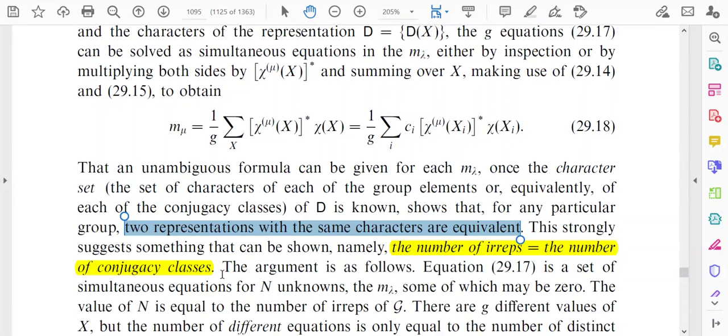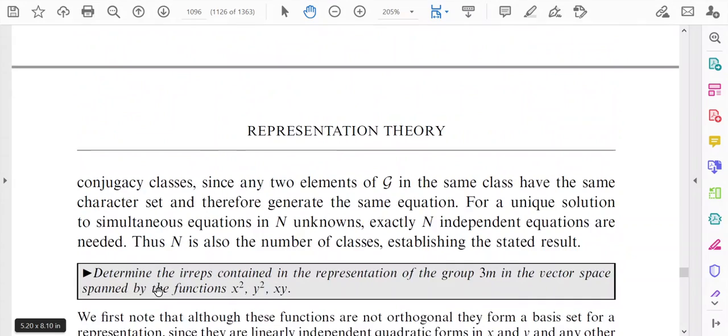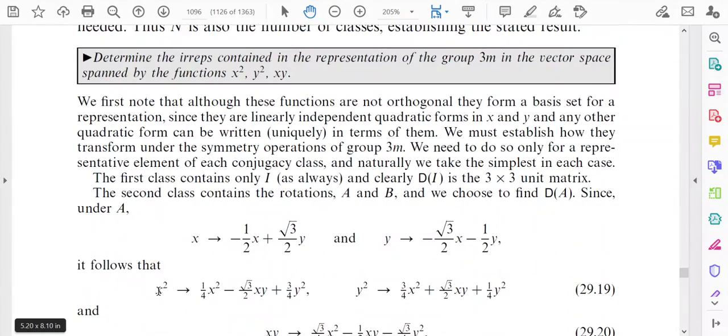I am repeating because this is very important, and this particular formula will be used in the subsequent lectures. That is, the number of irreducible representations is equal to the number of conjugacy classes. Here we are not going to derive this, but we have to just note it down. Now let us come to an example where the above discussion will be clear to you.